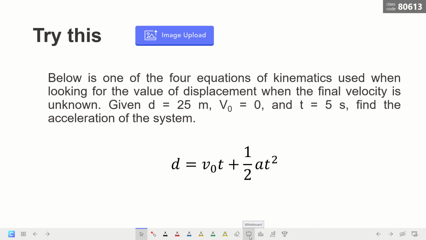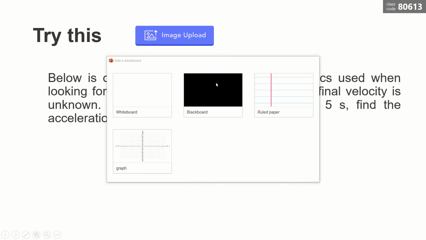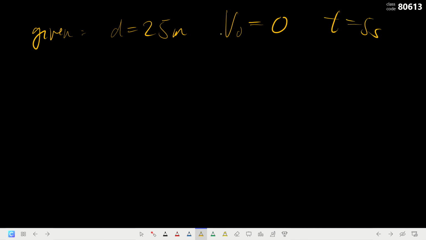So, let us solve this problem. Our given: we have distance equal to 25 meters, initial velocity equal to 0, and time equal to 5 seconds. We want to look for acceleration, which is unknown. So, d is equal to v sub o times t plus 1/2 a t squared. How do we look for it? This is what we want to find, so we need to isolate this one.